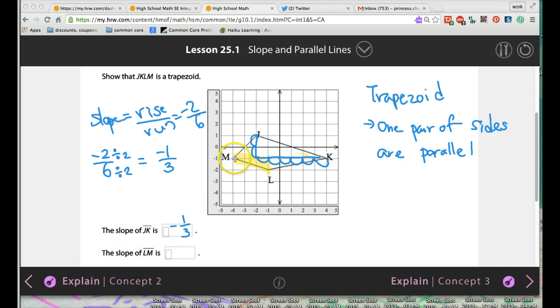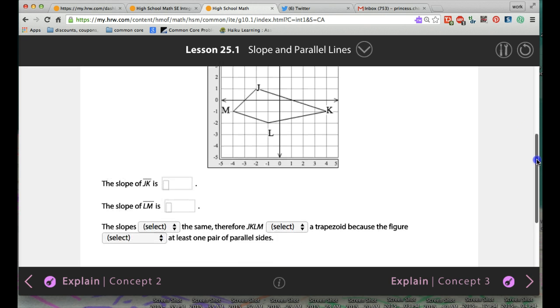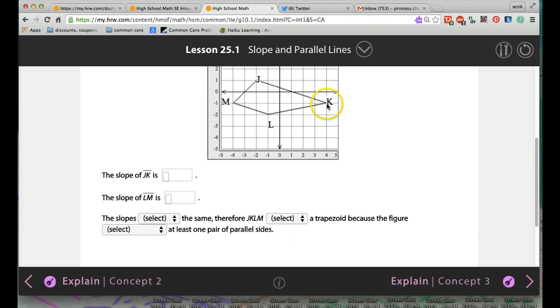The slope of LM is, again, draw a line down to the right. So let's see our slope. You have to go down by 1, and that's my rise. And how many did I have to go to the right? 1, 2, 3. I had to go 3 to the right. Do you notice how the slope of JK is -1 over 3 and the slope of LM is also -1 over 3? Well, that kind of proves to me that this is a trapezoid, because one of the characteristics of a trapezoid is that one pair of sides are parallel to each other.